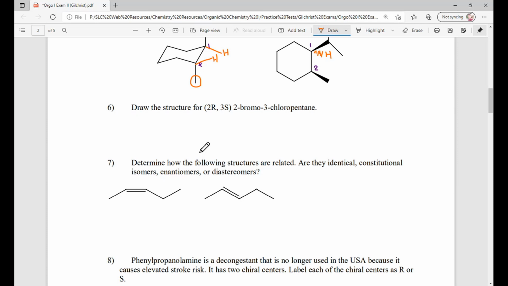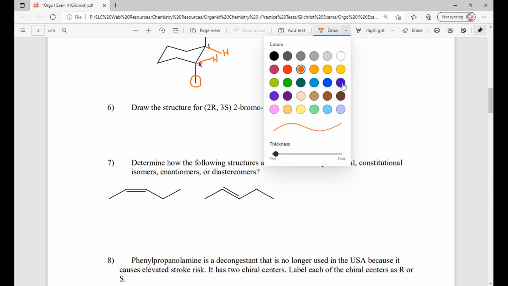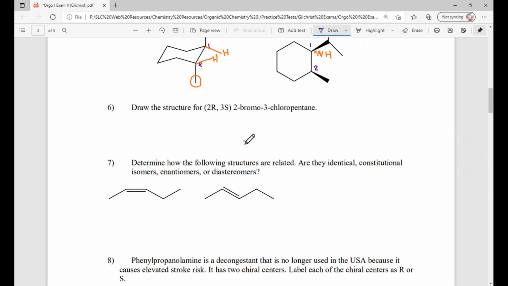Yes. 2R, 3S? Yeah. Okay. So in this case, the easiest thing to do is to go ahead and draw the root chain, the 5-carbon chain. So I do 1, 2, 3, 4, 5. And it says I have a 2-bromo, and I'm going to just draw it here.